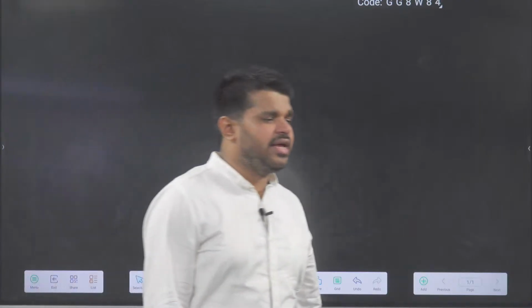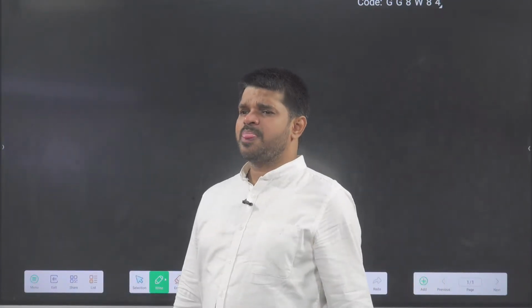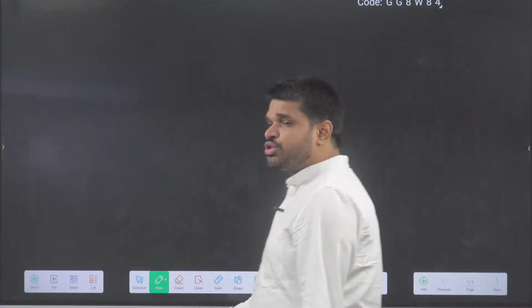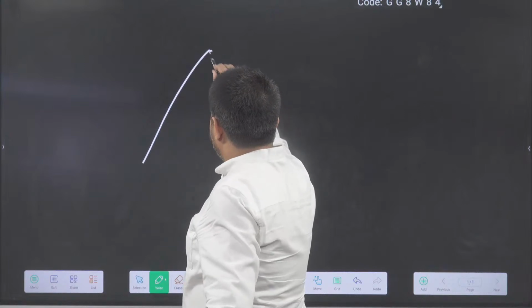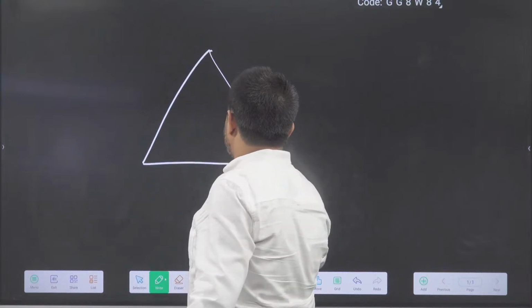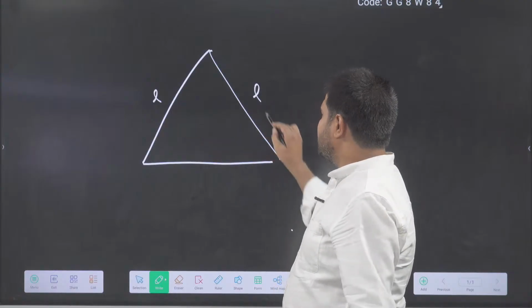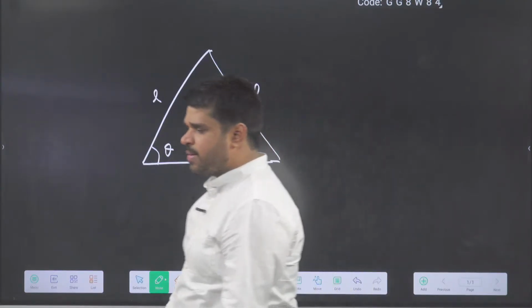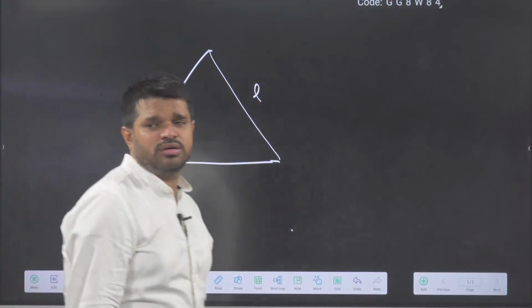Okay, someone is saying, can you solve the homework question? Yes, sir, I can solve. Let's see. The question was like this. There was an isosceles triangle. This is side length L, and this angle was given. I want to find what?